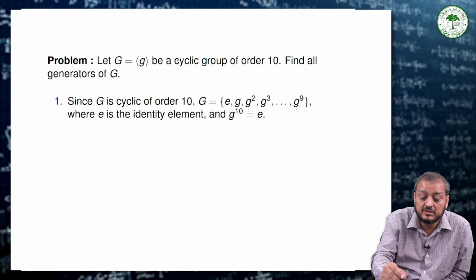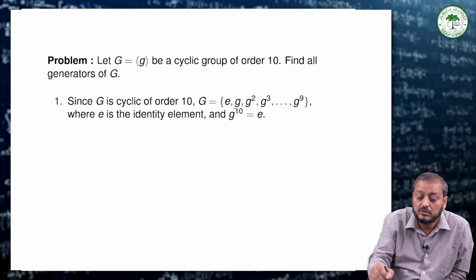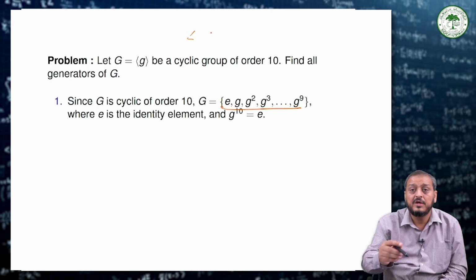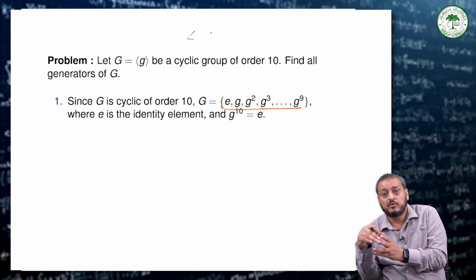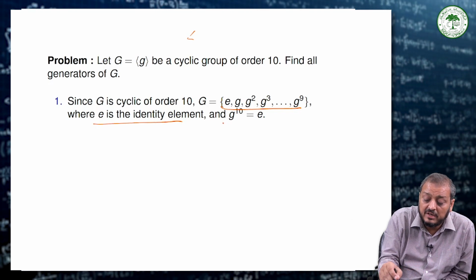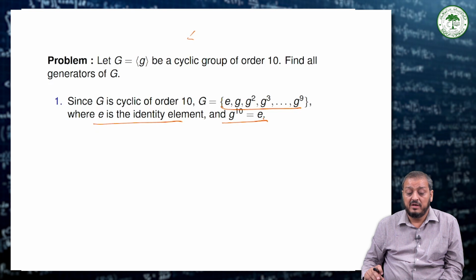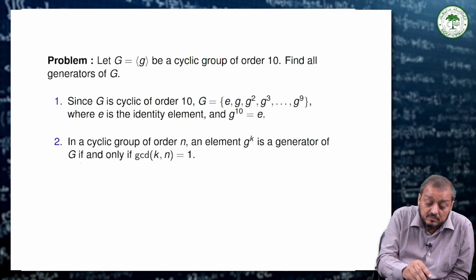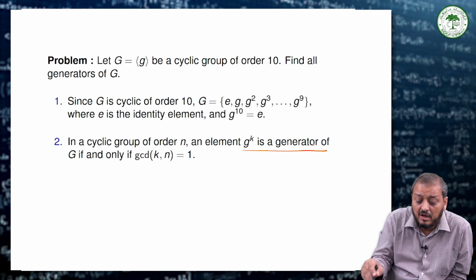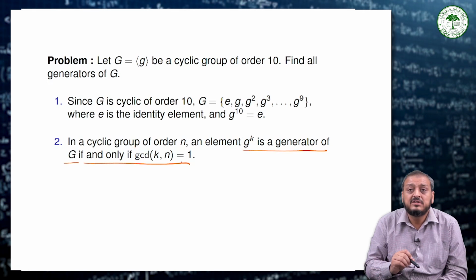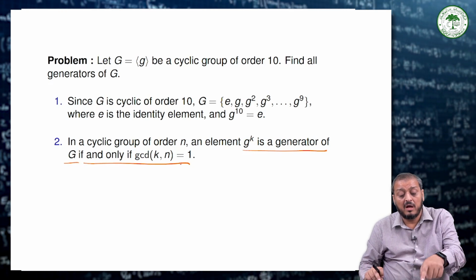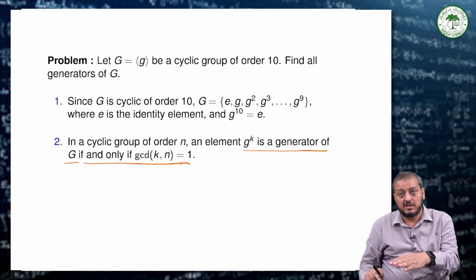elements, powers of this g: g square up to g to the power 9. We have to just say that generated by g is equal to e, g up to g^(n-1) if the order is equal to n, where e is the identity element and g to the power 10 is equal to identity. So, in a cyclic group of order n, an element g to the power k is a generator of G if and only if k and n are relatively prime. So, GCD of k and n is equal to 1.